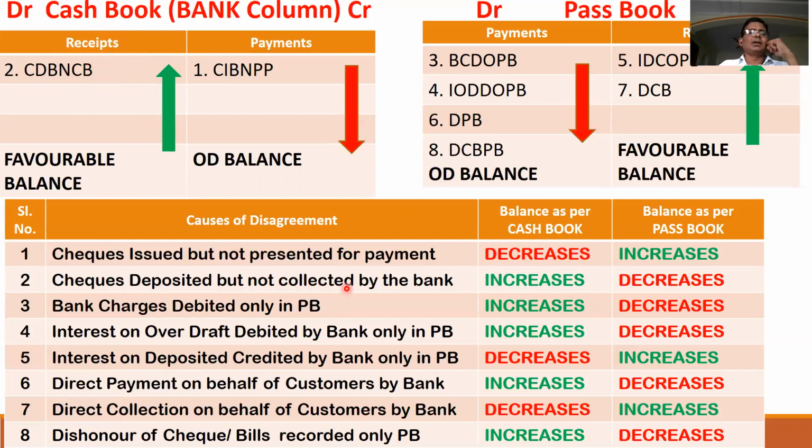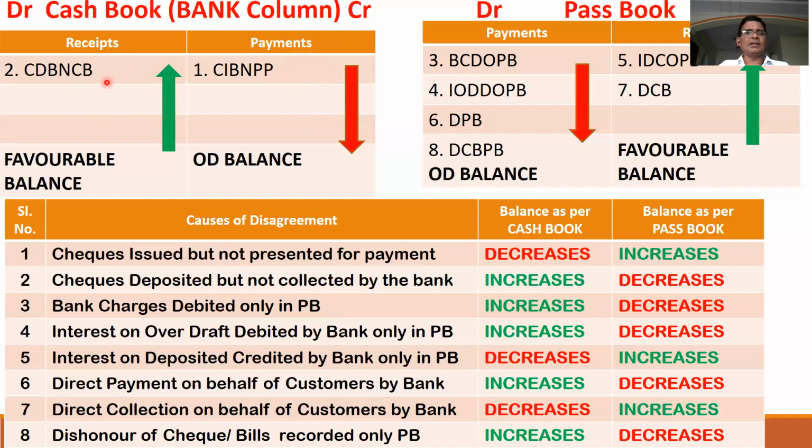because they are going to send the check for collection. Then when collection is over, after 1 week or 2 weeks, they are going to record. So till that date, the cash book balance increases and the pass book balance decreases. Check issued, credited to the cash book, it is a payment, so the cash book balance decreases.